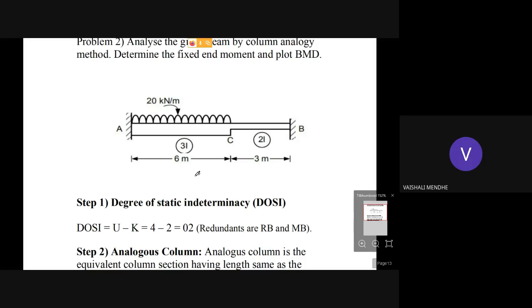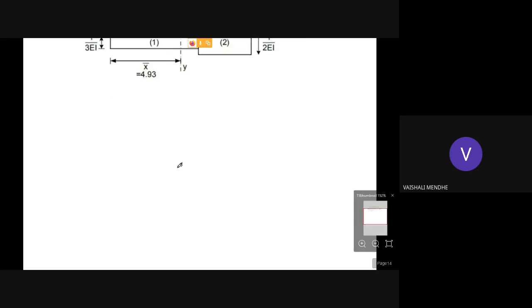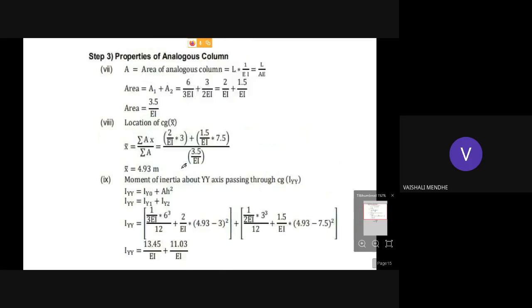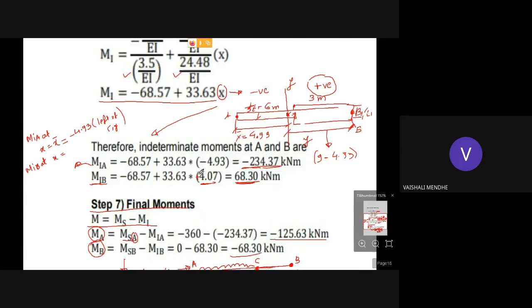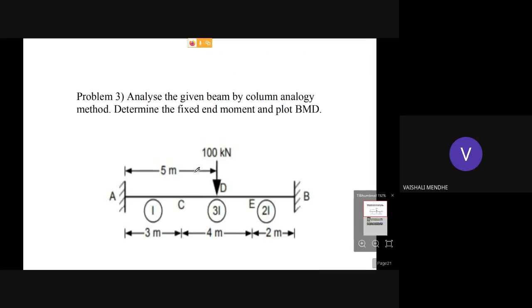Okay, the first problem I have covered is of point load, the second problem is of UDL. I have taken only the 2 span beam. So these steps we have followed. Now I will go with the third problem, where we will consider the 3 span beam. So this is the third problem. You can see here.